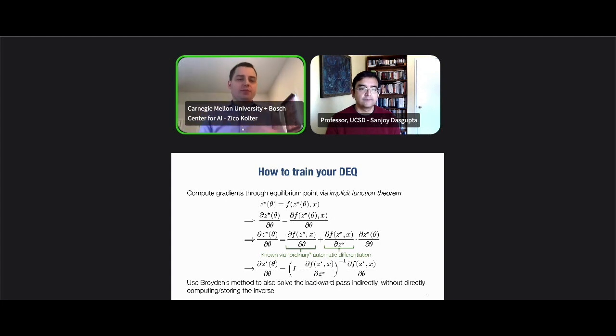So it's possible to compute this Jacobian exactly at the fixed point. We have to know the fixed point first; we have to compute it first. But once we can compute it, we can apply this implicit function theorem to directly differentiate through the fixed point without having to unroll the forward computation procedure.